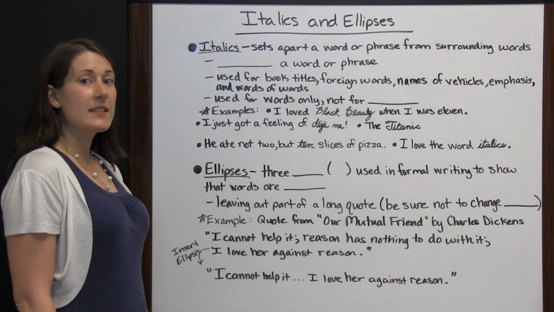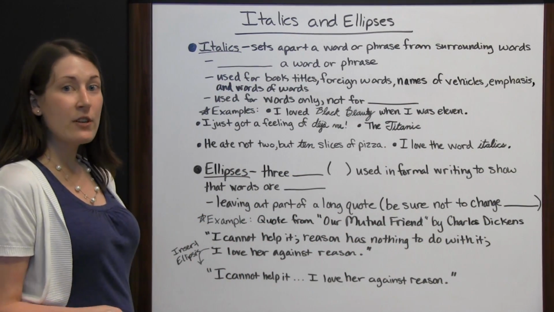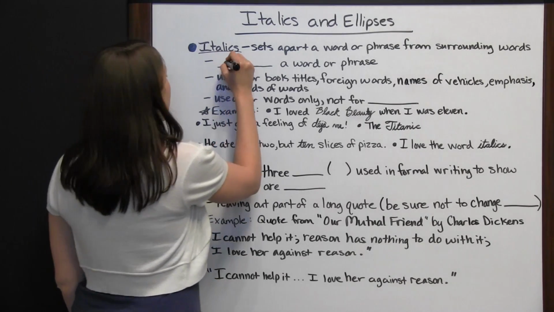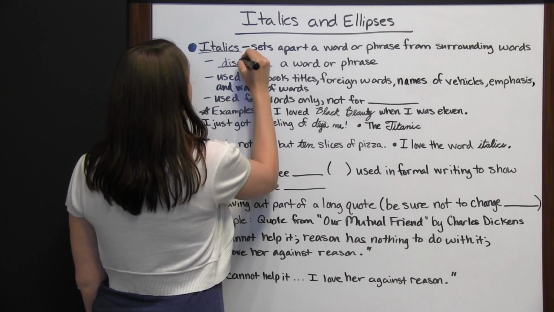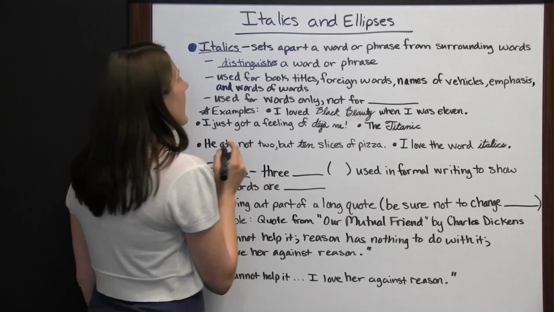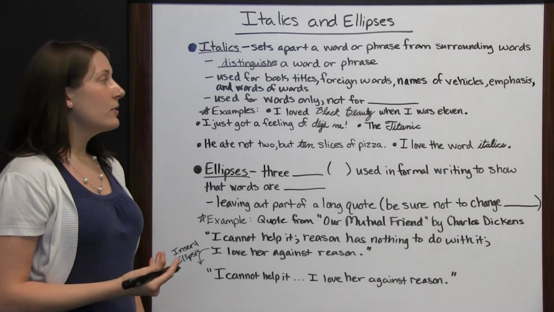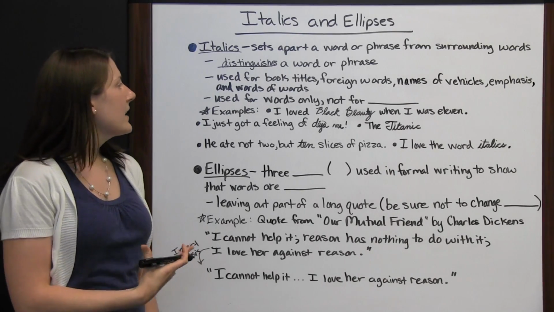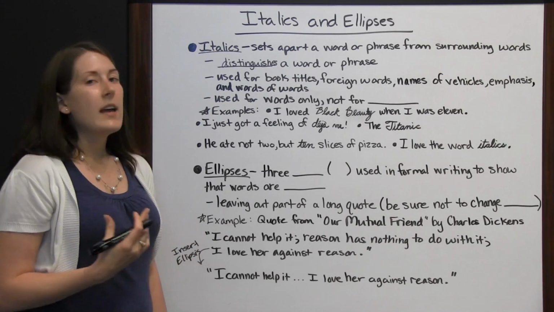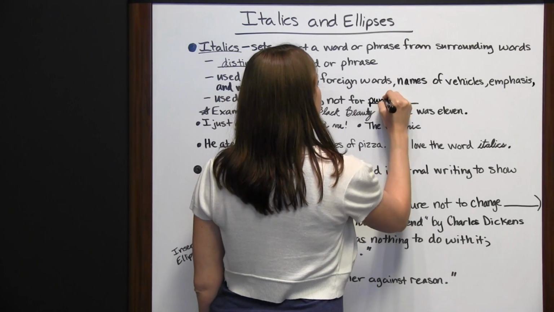Italics and ellipses. Italics sets apart a word or phrase from surrounding words. It distinguishes a word or phrase. It's used for book titles, foreign words, names of vehicles, used for emphasis, and for words as words. And it's used for words only, not for punctuation.